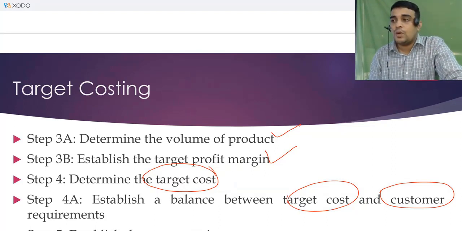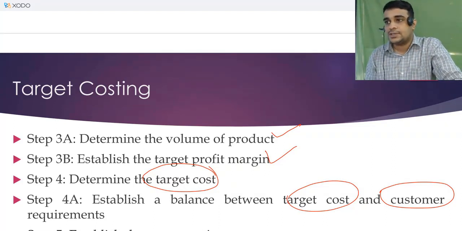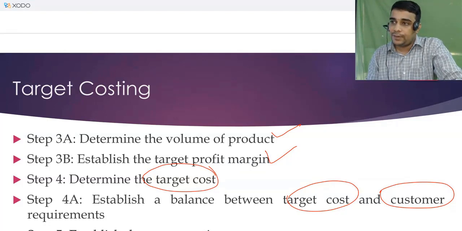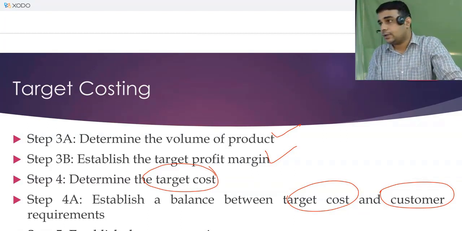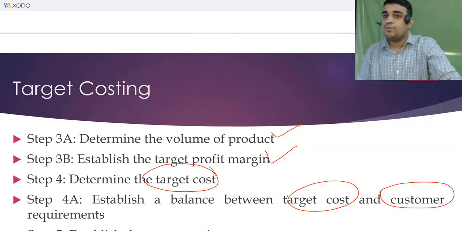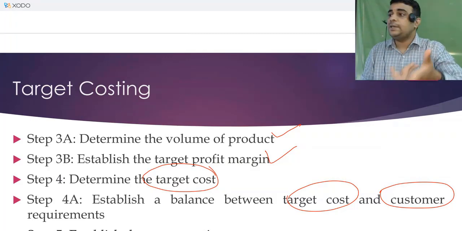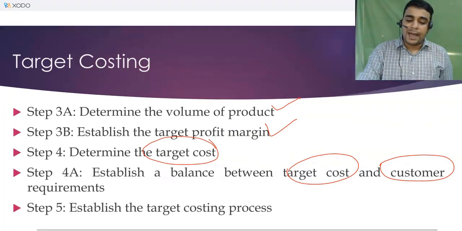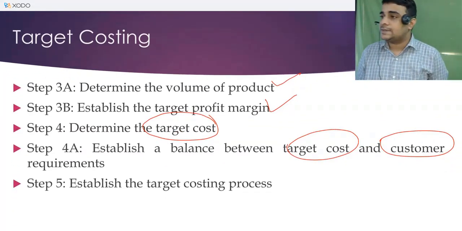I cannot work with the same target cost and you keep telling that customer wants free delivery, customer wants increased variety, customer wants increased functionality, customer wants free repairs, customer wants warranty repairs. All this I cannot keep giving. If you want me to meet more and more requirements, I need to balance between the target cost and customer requirement.